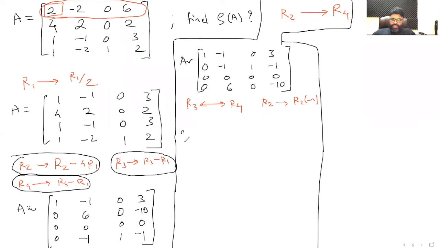And I'll get A will become, make a bracket here. This is 1 minus 1, 0, 3. R1 is not changing. Well, R2 into minus 1 will give me 0 into minus 1 is 0. This is plus 1. This is minus 1 and this is plus 1 here. And then I'm switching R3 and R4 also. So that will become 0, 6, 0, minus 10 and 0, 0, 0, 0.